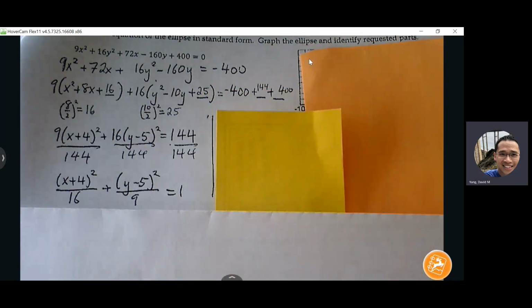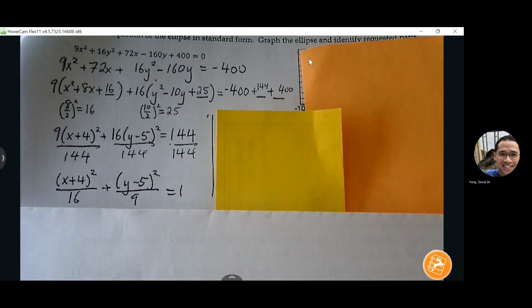Okay, we should be able to get all the way down to our standard equation before we do anything else. Standard form. Notice the 16 is larger than the 9, so you know the 16 must be the a squared. The 16 is under the x, so you know that your ellipse is going to open wider left and right than it is top to bottom. Horizontal major axis, vertical minor axis.